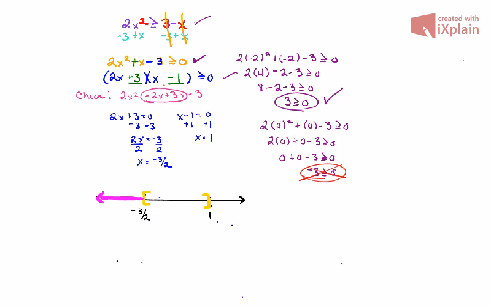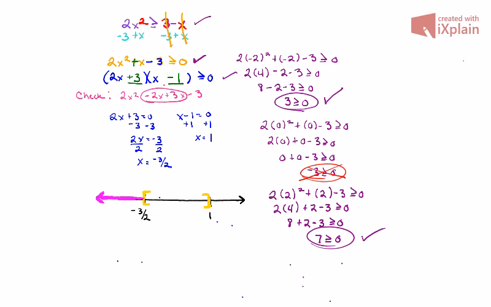Lastly, we would then go to pick a value to the right of 1, and we will go ahead and say pick 2. Of course, you don't have to do that with a 2 if you don't wish. We get 2 times 4 plus 2 minus 3 is greater than 0. This becomes 8 plus 2 minus 3. And then we get 7 is greater than or equal to 0. This, again, is a true statement, so that tells me that I can go ahead and shade this.